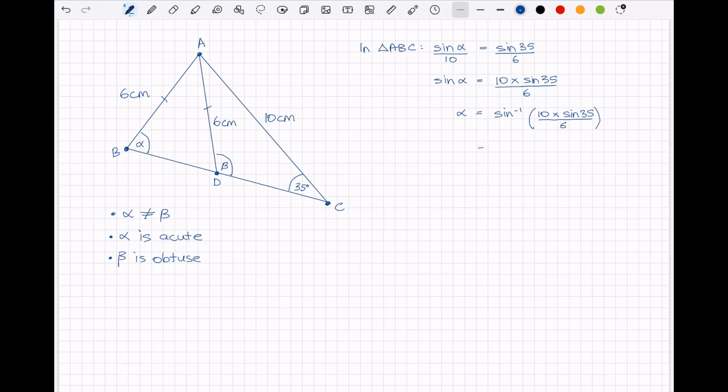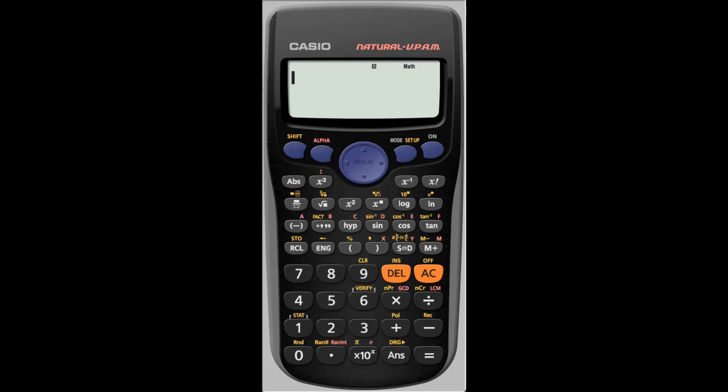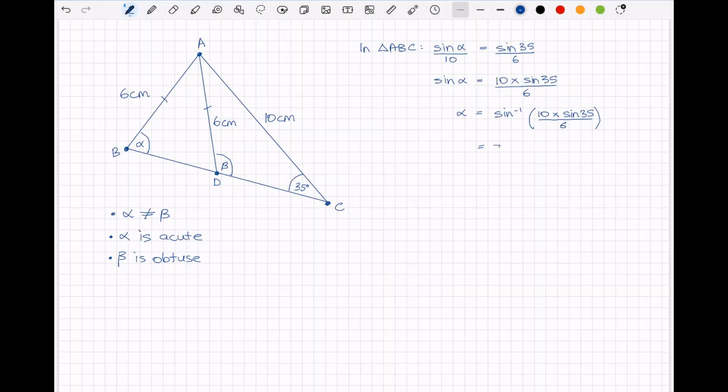At this point we can go to our calculator and enter that. We want to calculate the inverse sine of the fraction 10 times sine of 35 all divided by 6. When I press equals, we get 72.9, or 72 degrees, 55 minutes, 57.76 seconds. So let's call that 73 degrees to the nearest degree.